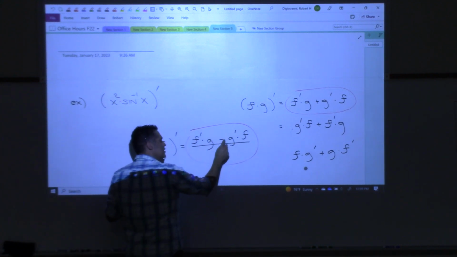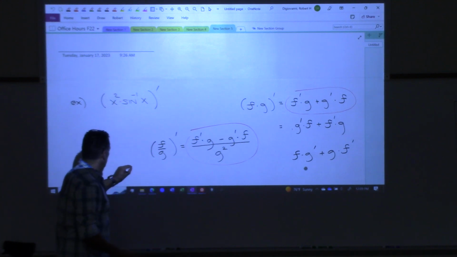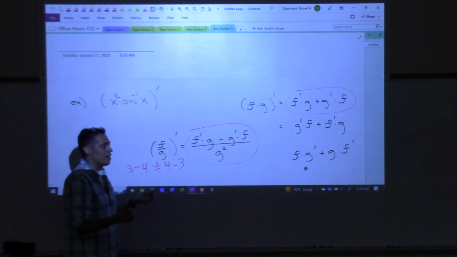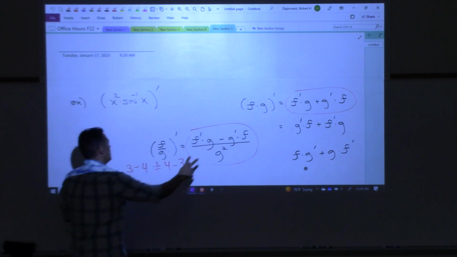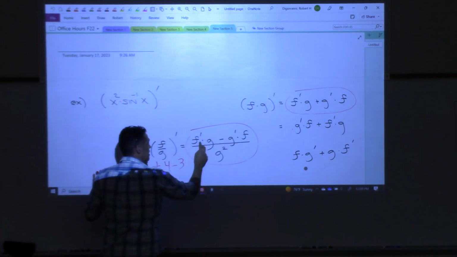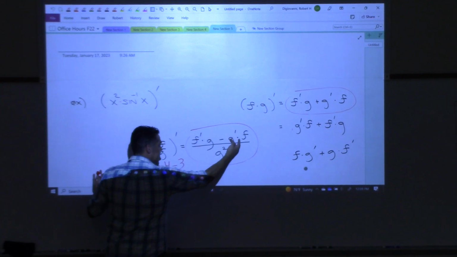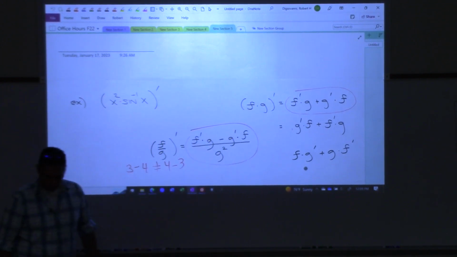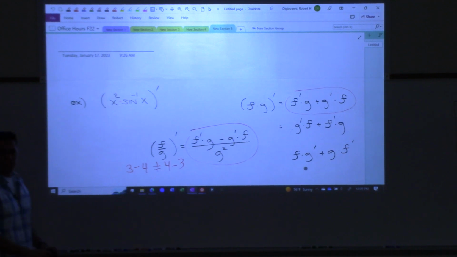It's only because subtraction's not commutative, right? 3 minus 4 is not the same as 4 minus 3. The order of subtraction matters, so you have to get this order right. Now, you could flip these two over, but yeah, all right, I'm going to proceed.